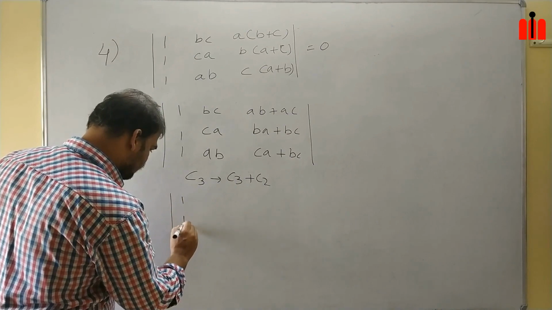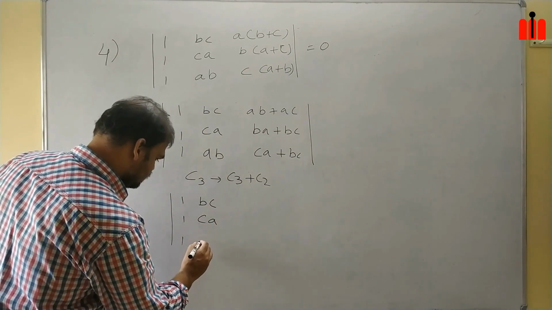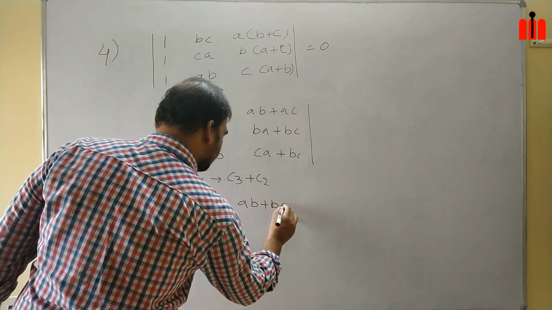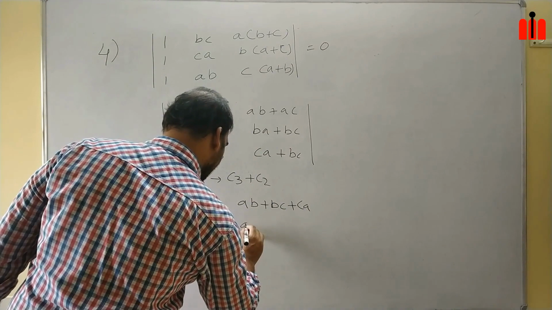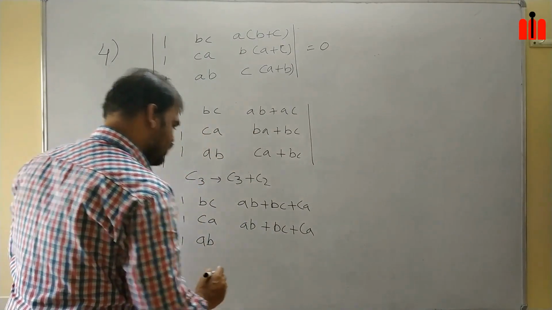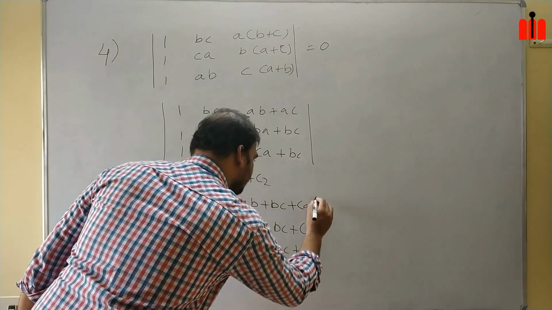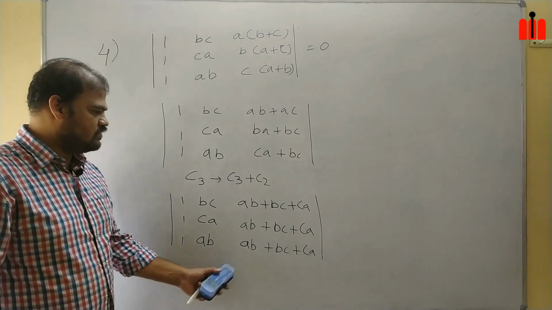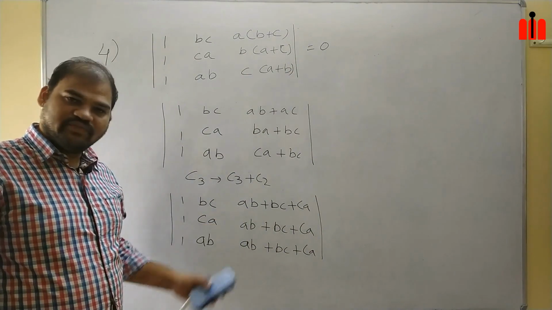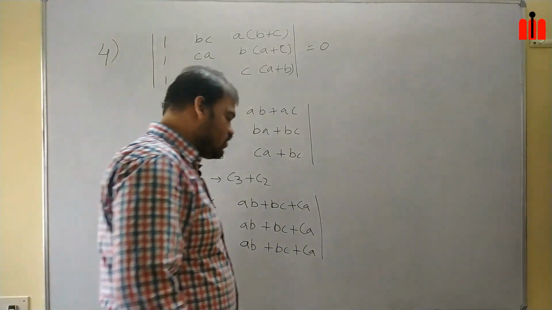So it will become 1, 1, 1, BC, CA, AB, and here it will be AB plus BC plus CA, AB plus BC plus CA, and AB plus BC plus CA. Okay, so this will be the result of C3 is C3 plus C2. Now in column 3, AB plus BC plus CA is common in the entire column. So I will take that common outside.